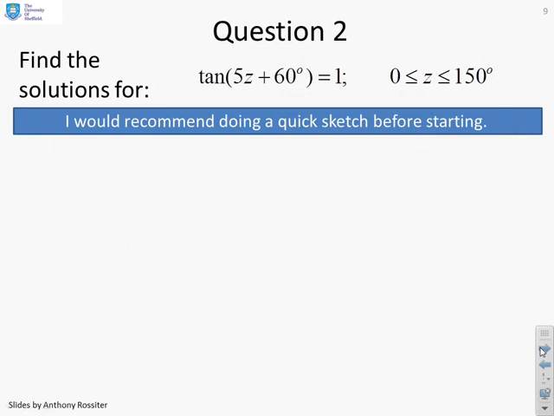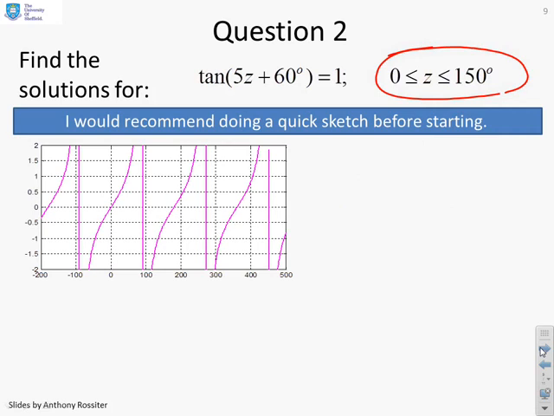Next question then. Find the solutions for tan of 5z plus 60 equals 1. And again, I want all the solutions in this domain: 0 less than or equal to z less than or equal to 150. So again, I'll do my sketch. And what I'm going to do is say, okay, where do I get tan of something equals 1? Well, the 1 is marked here. You can see it fairly clearly. So there's a solution here, a solution here, a solution here, and a solution here.